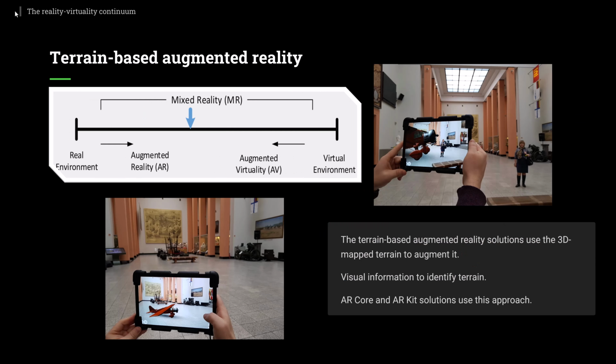The terrain-based augmented reality solutions use the 3D mapped terrain to augment it. The most widespread solutions, such as Google ARCore and Apple ARKit, use visual information to identify terrain. In such solutions, you put digital objects on the terrain, for example, on the desktop you use. In these pictures, you can see an example of a solution used in the Kaunas Military Museum. On the museum floor, you can put historical airplanes and other vehicles.